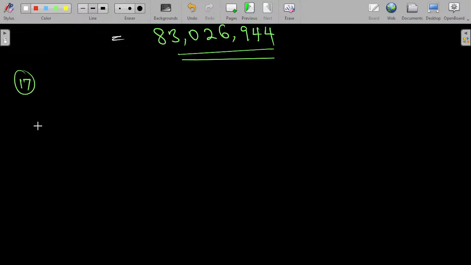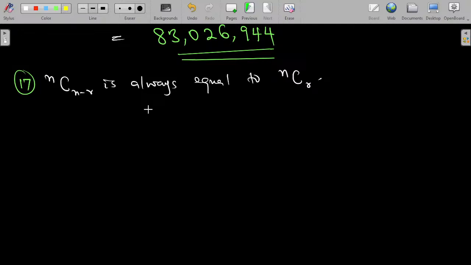We are told that n combination n minus r is always equal to, I think I just said it some minutes ago, your n combination r. We call this complementary combination. So your combination has a complementary property, or you can just say complementary property of combinations. So that's that, and then we go over to the next one, which is number 18.